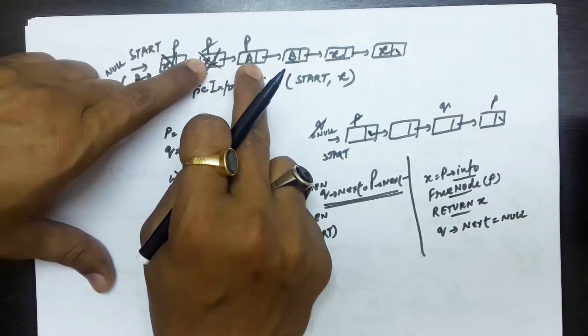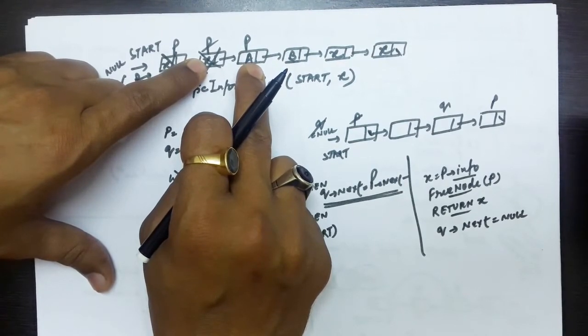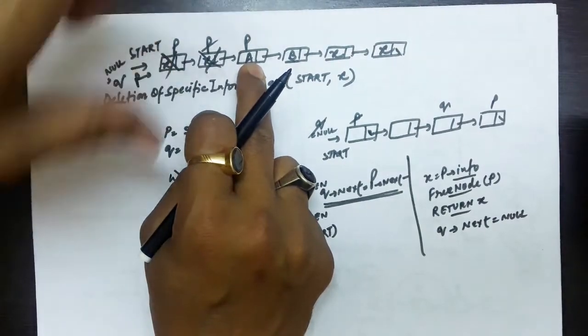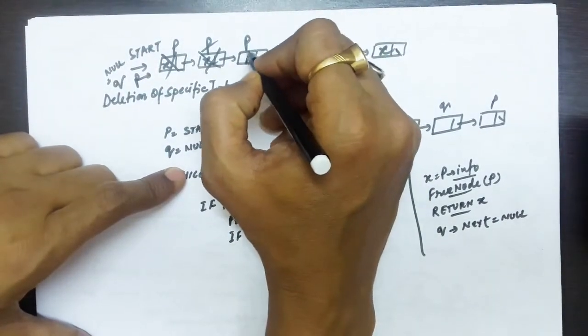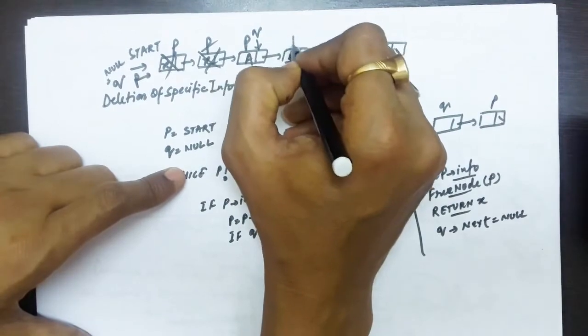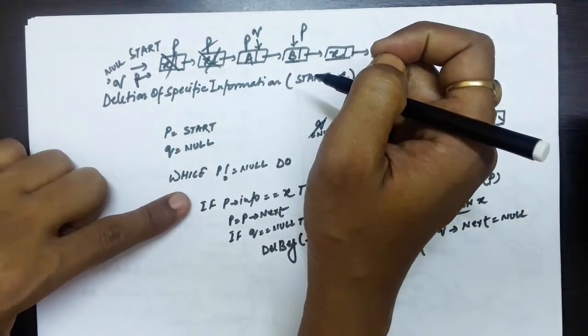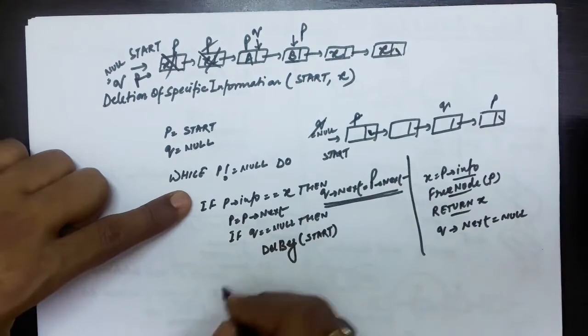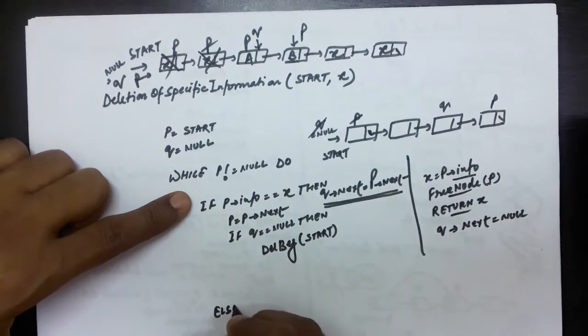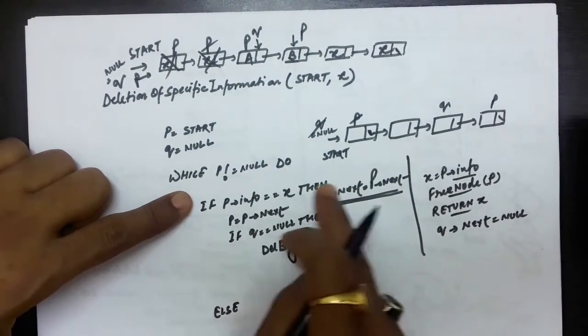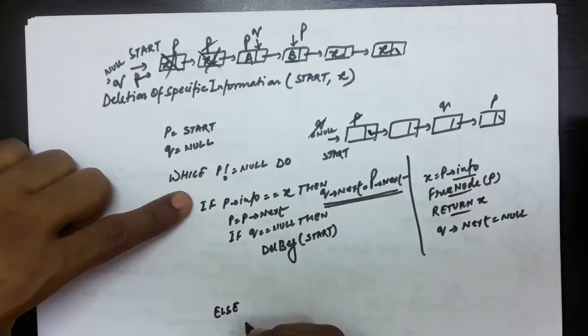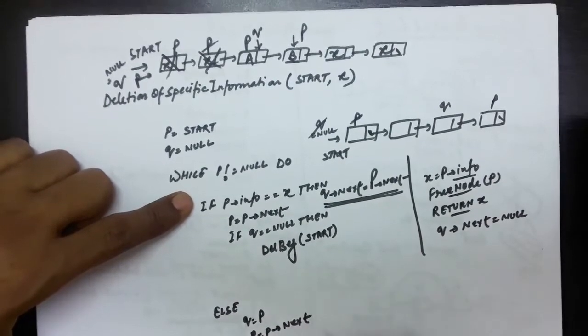P is at this node, but the information of this node is not x. So it means this is not the target node. So if this is not the target node, I will have to move to the next node. So before moving to the next node, q will come here and p will come here. So if p.info is not x, it means this is the else part. In that case, q will advance to the node where p was earlier and p will be shifted to the next node.